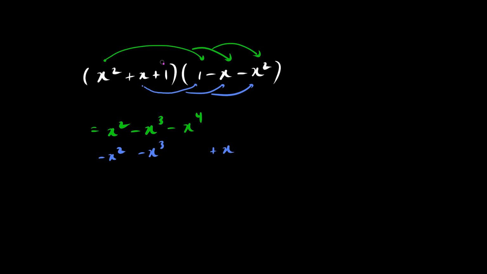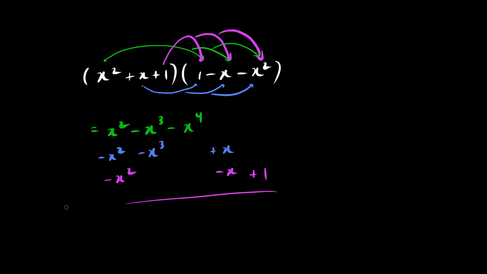Finally, this third person feeds the dog, cat, and fish. 1 times 1 is positive 1. 1 times negative x is negative x. And 1 times negative x squared is negative x squared.